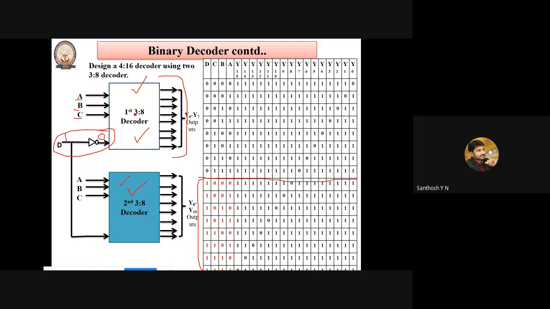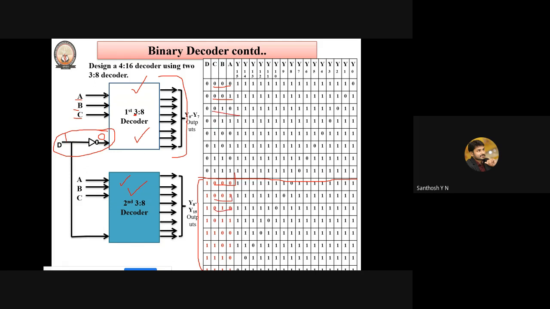So how we are going to design this 4 to 16 decoder is, the first 3 to 8 decoder will have an enable signal that is active low, and the next 3 to 8 decoder is provided with an enable signal whose status is active high. So whenever my D value is 0, if you observe, CBA is taking 0 0 0 in both cases, and 0 0 1 in both cases, and 0 1 0 in both the cases.